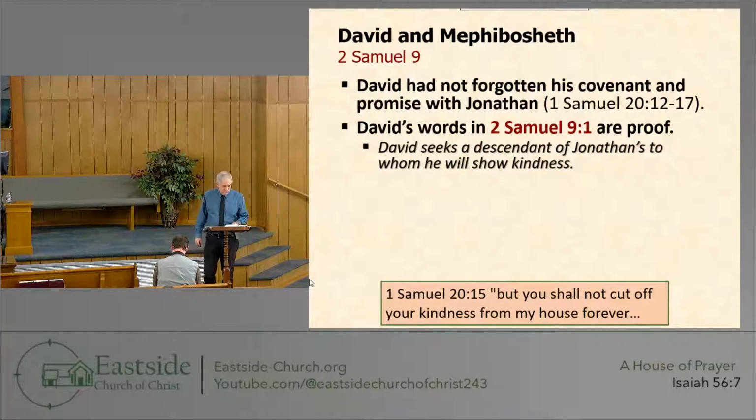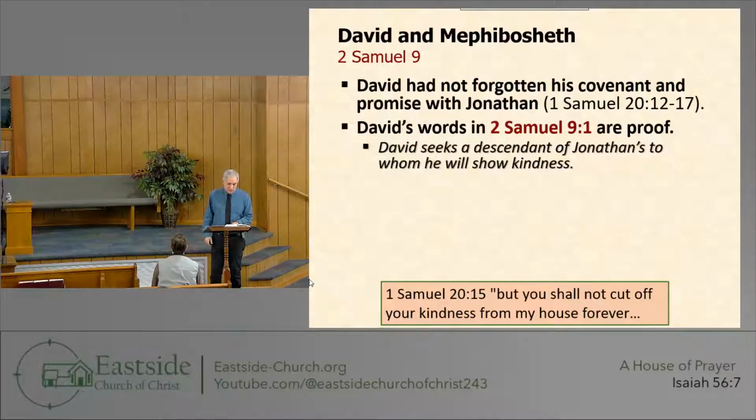Let's read the next few verses. There was a servant in the house of Saul named Ziba, and when they had called him to David, the king said to him, "Are you Ziba?" He said, "At your service." And the king said, "Is there not still someone of the house of Saul to whom I may show the kindness of God?" And Ziba said to the king, "There is still a son of Jonathan who is lame in his feet." So the king said to him, "Where is he?" And Ziba said to the king, "Indeed, he is in the house of Machir, the son of Ammiel, in Lodebar."